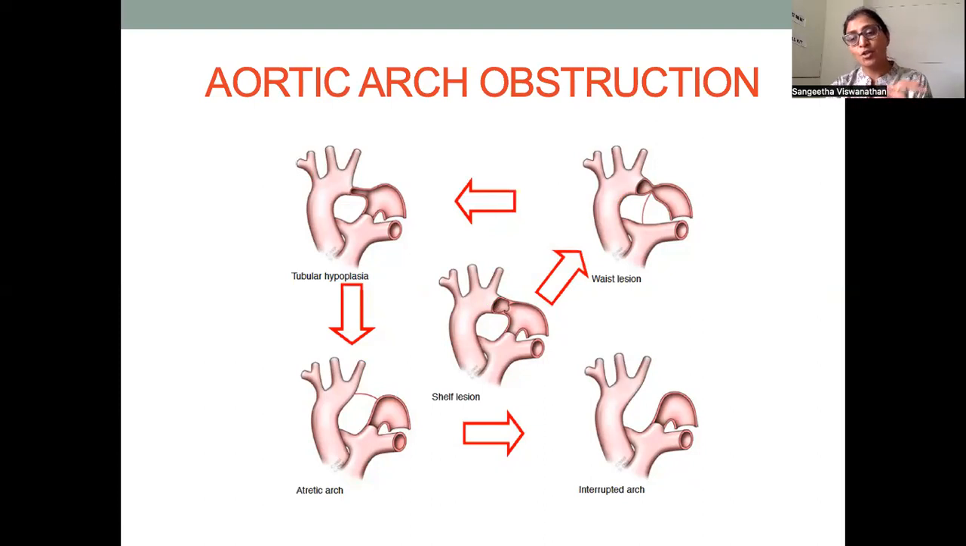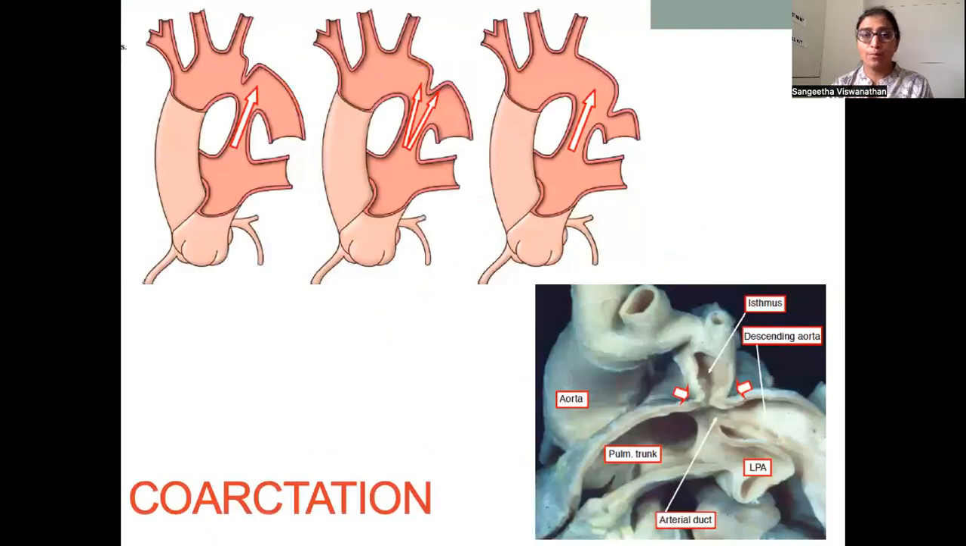You can have aortic arch, not only coarctation, you can have interruption. Now there is no arch, there is a gap. So the PDA will supply the lower limb and the ascending aorta will supply the head and neck vessels. So multiple arch abnormalities are possible.